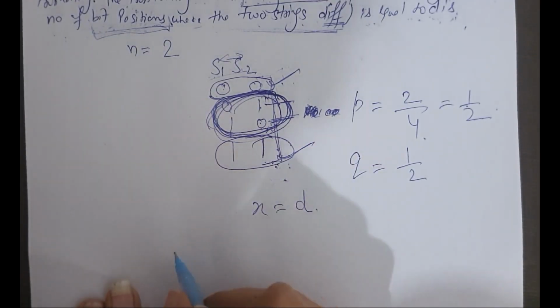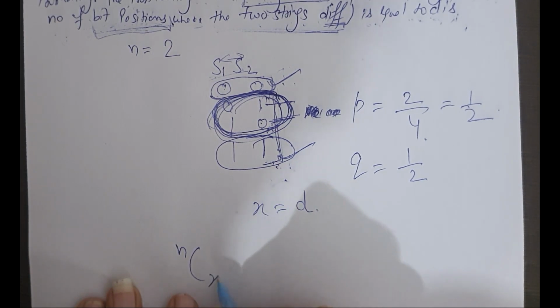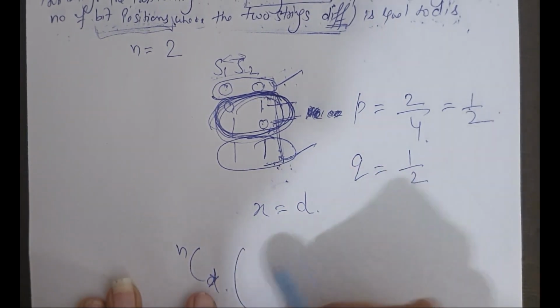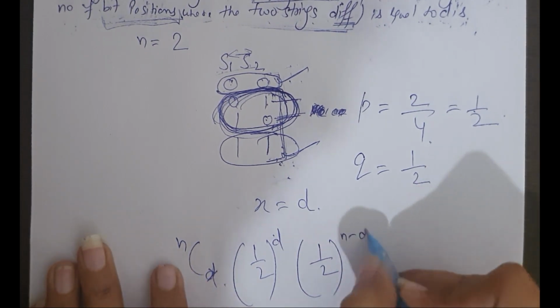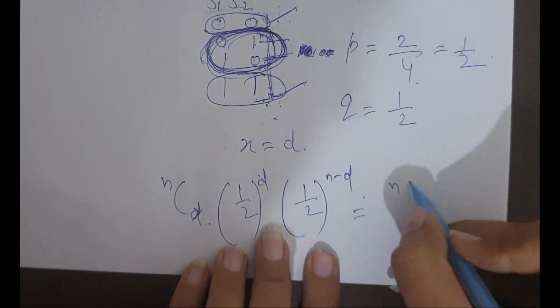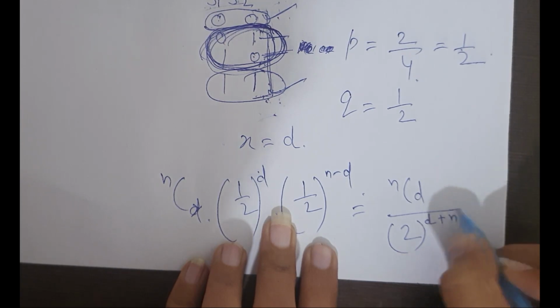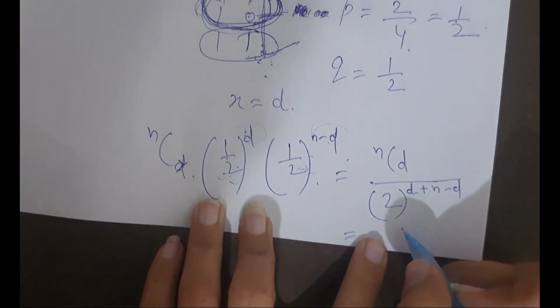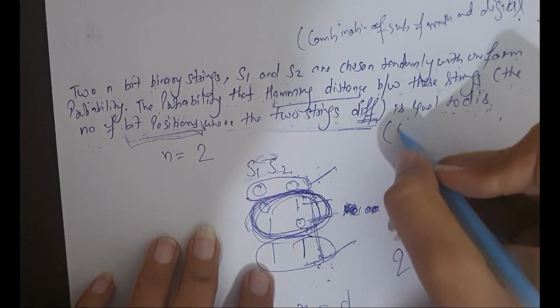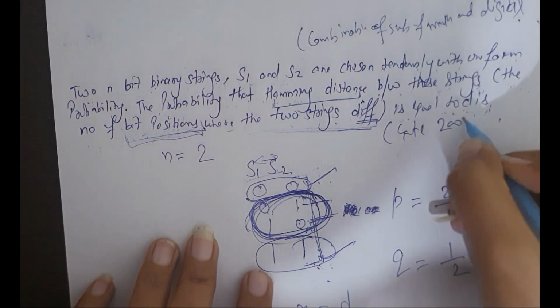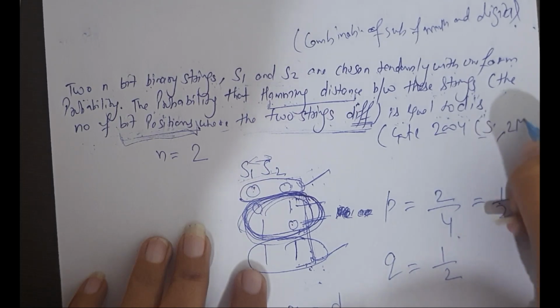So n is 2n, nCX is nCD, P is 1/2, (1/2)^D, (1/2)^(n−D). Now solve it. It will be (1/2)^(D + n − D). So the answer will come out to be nCD / 2^n. This is a GATE 2004 CS 2 mark question.